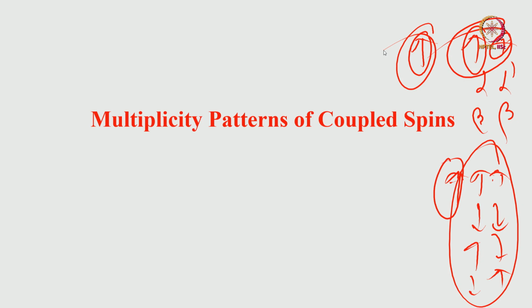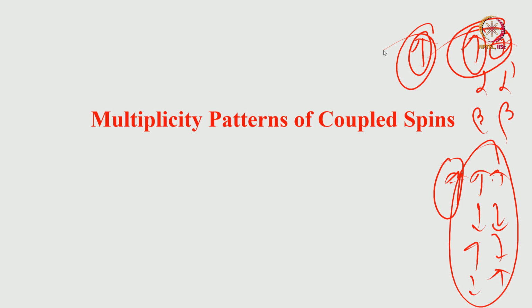Then what will happen? 1 will become 2, because of 2 states. Now there are 4 possible orientations, so it will become a 4-line pattern. If it is coupled to 3 protons, then you have 8 possible spin states, and it will become 8 lines. That is how the splitting keeps going. Remember, a particular proton splits into n number of energy states depending upon the spin states of the protons it is coupled to.